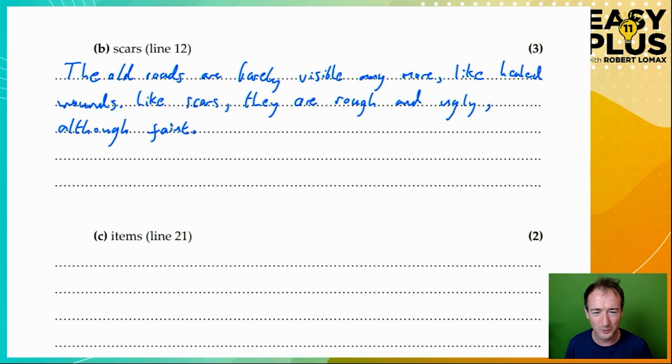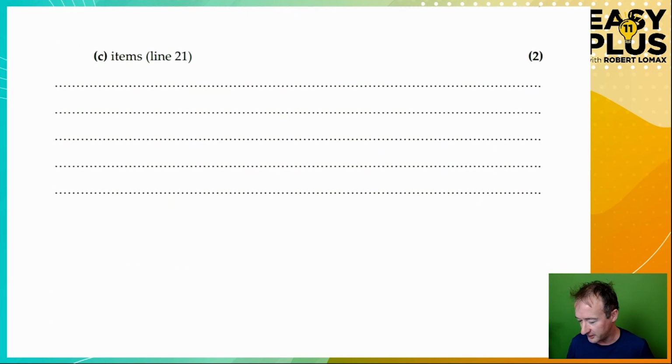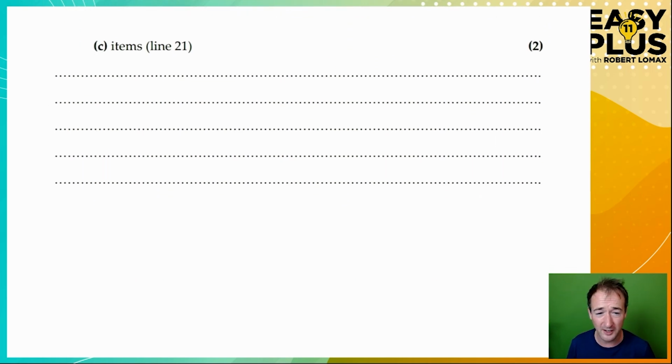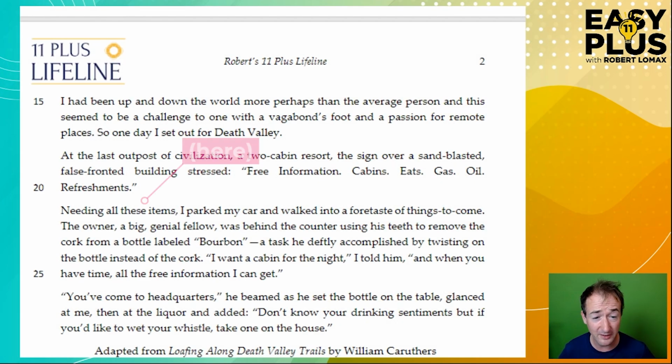On to the next one. Items in line 21. Well, that's a very surprising looking word. Let's go into the text and see what effects that could possibly be creating. This refers to these items, so we need to know what these means. Let's go back a bit to line 18.